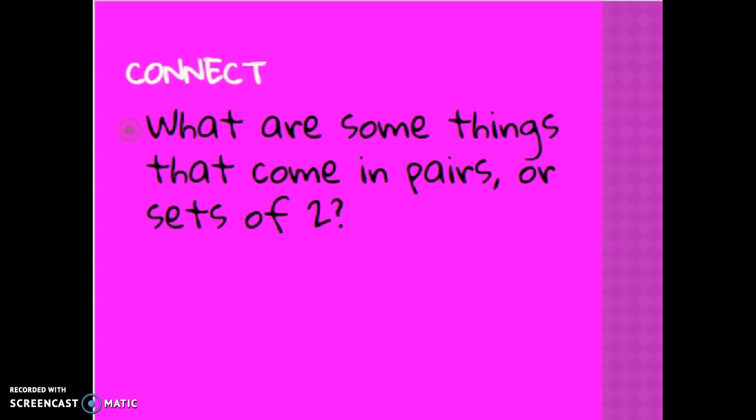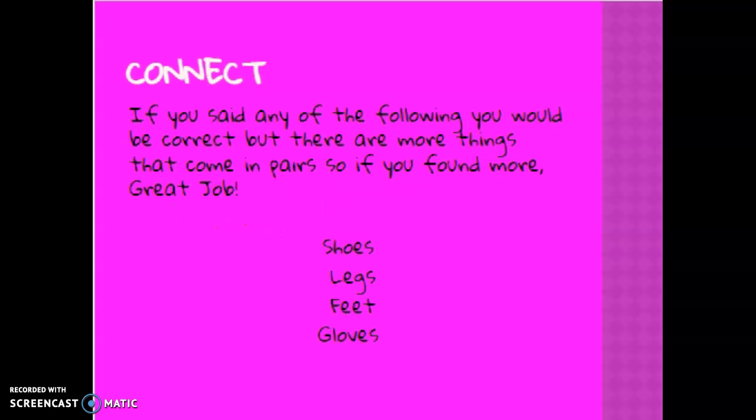So the next thing that we're going to look at is maybe some connections. What are some things in our real world that come in pairs or sets of 2? Think about something in your daily life that comes in sets of 2 that we call a pair. If you said any of the following, then you would be correct. But there's way more than that. You may have come up with some things that I don't even have listed here.